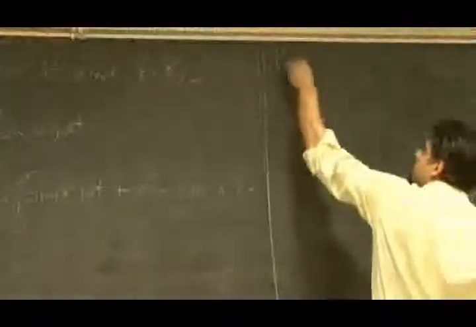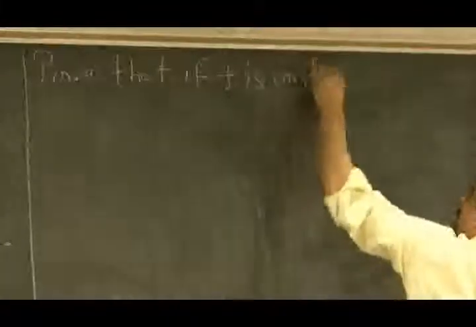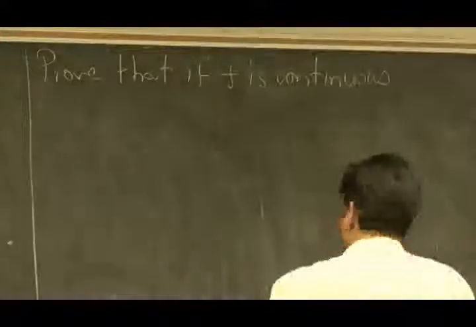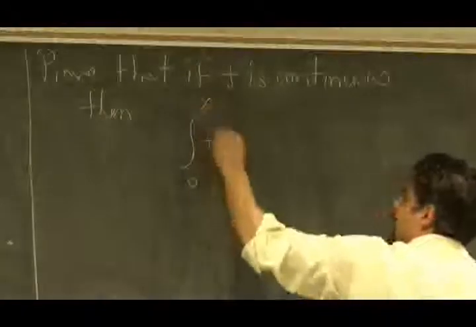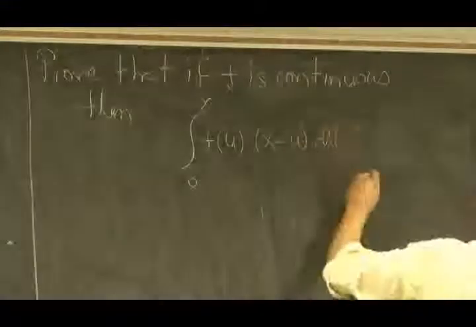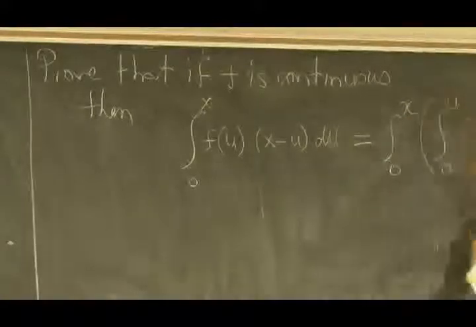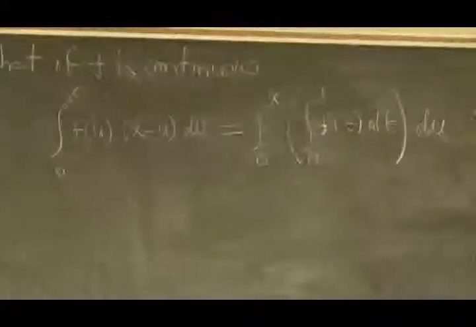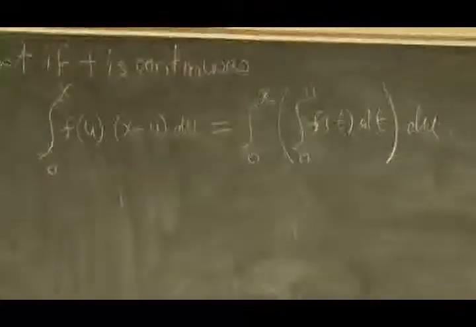Prove that if f is continuous, then the integral from 0 to x of f of u times x minus u du is equal to the integral from 0 to x of the integral from 0 to u of f of t dt du. Okay, this comes up in some physics problems.